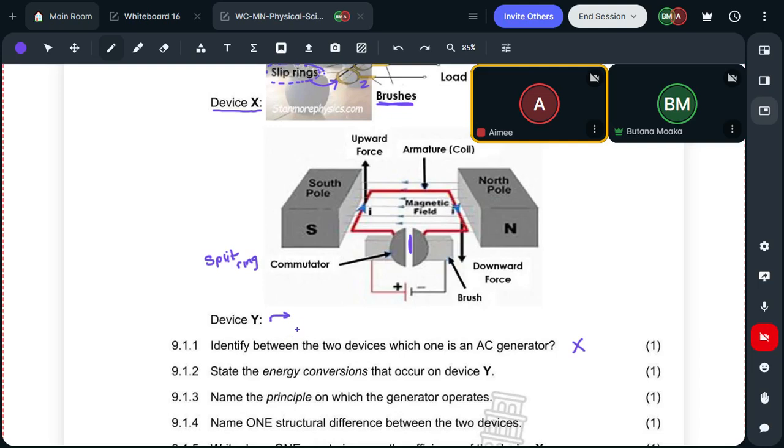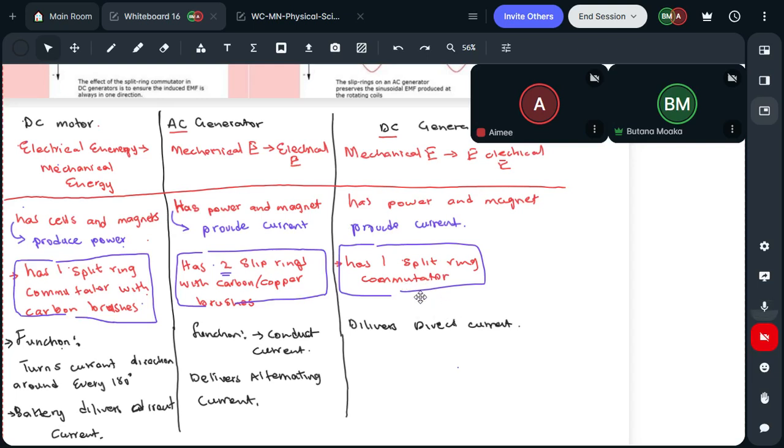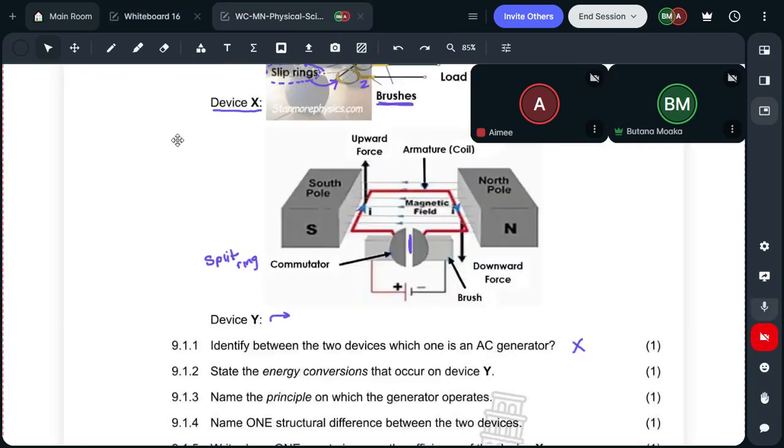Device Y is a DC motor. Because it has a split ring with carbon brushes, it's going to be a DC motor, not a DC generator. How do we see the carbon brushes? Sometimes they might not give you the name of carbon brushes, but just look at whether your split rings are connected to something there, those are carbon brushes. So this makes it a DC motor.